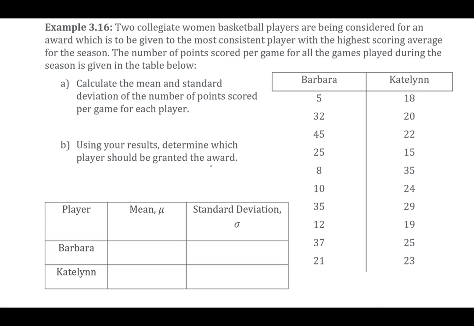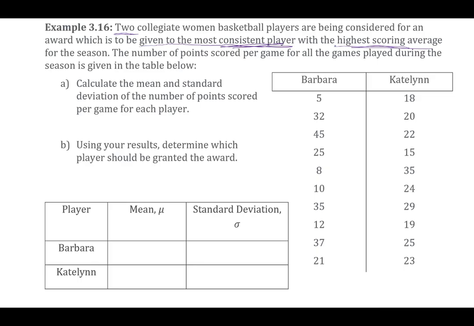So let's pick this apart a little bit. One of the difficulties with statistics in general as a course is the reading comprehension. So let's go through this and look really closely. We've got two different collegiate women basketball players that are being considered for an award, so we want to compare those two to figure out who's going to get the award. The award is going to be given to the most consistent player with the highest scoring average for the season.